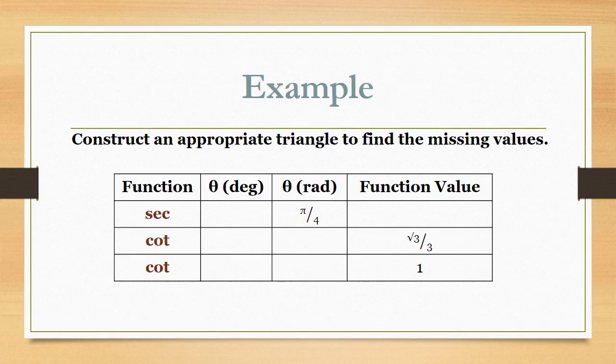Okay, for this one, you're going to construct the triangles and find the missing values. I suggest you just go ahead and draw the two special triangles and then go along and find what we're looking for here. Pause the recording, give it a try, resume to check your answer.